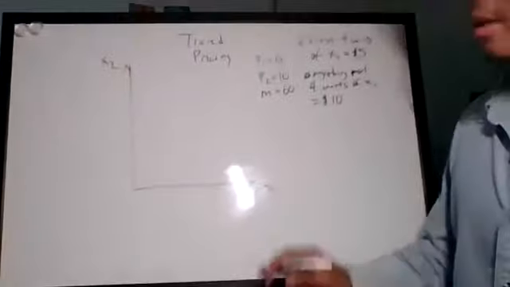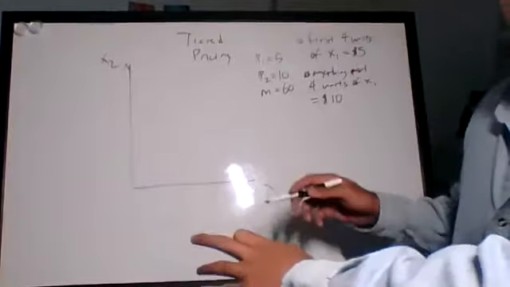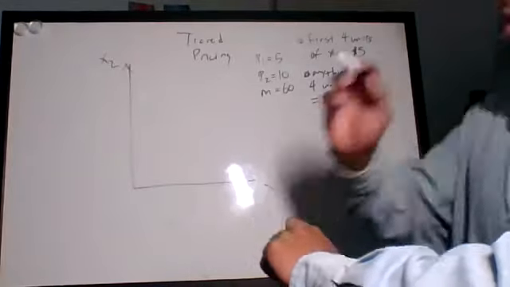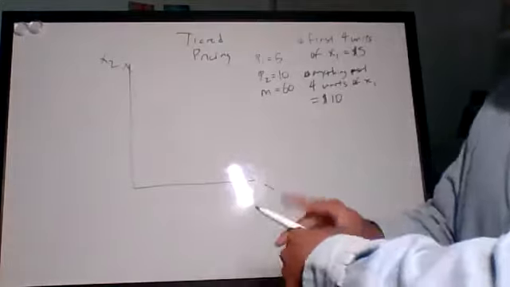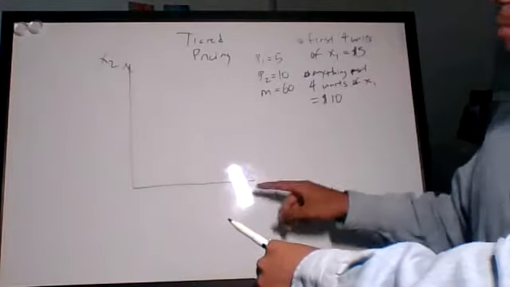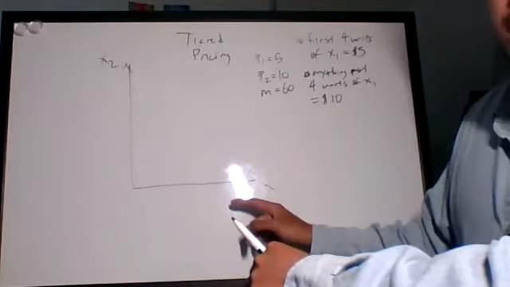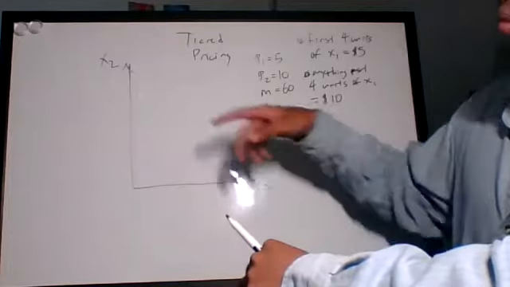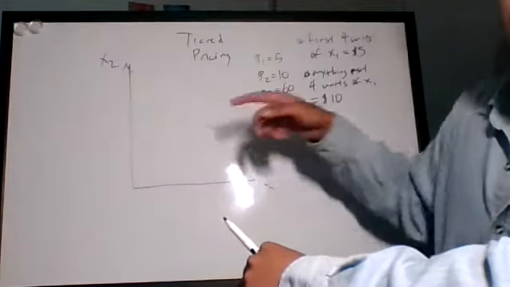And so I mentioned this in the past lecture, but the way that I like to analyze these kinds of tiered pricing questions is I like to think about 3 different scenarios. I like to think about the scenario where you're only buying X1, so you're finding the axis here. I like to find the scenario where you're only buying X2.